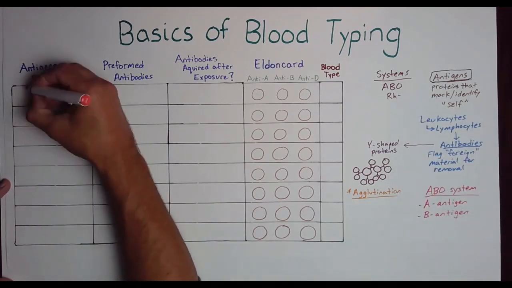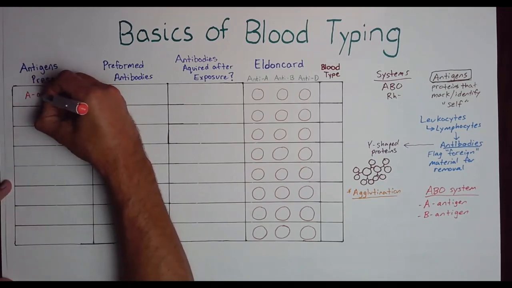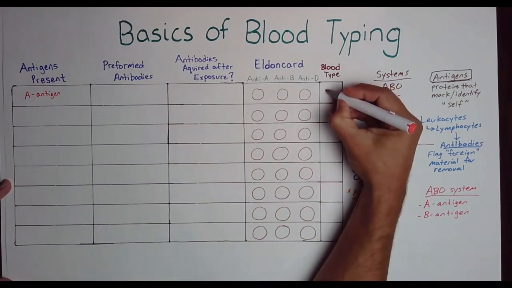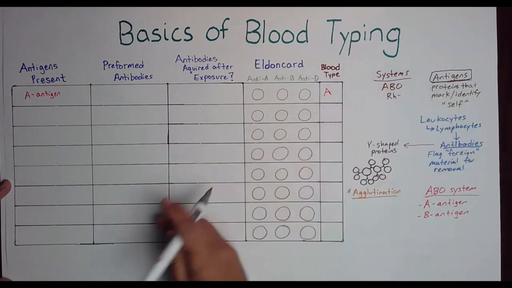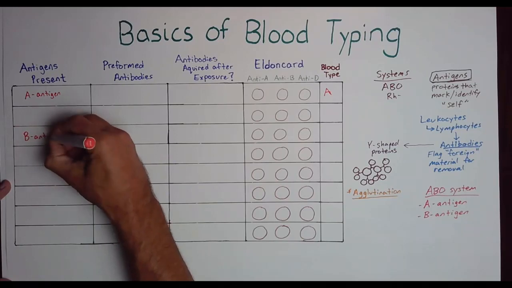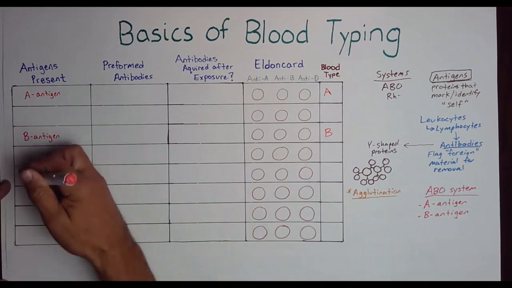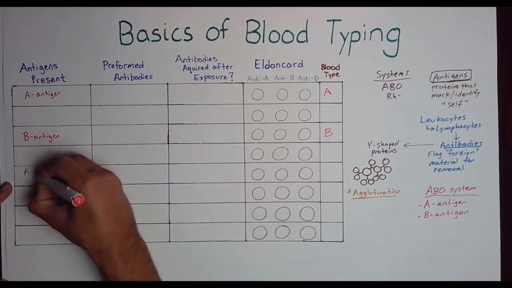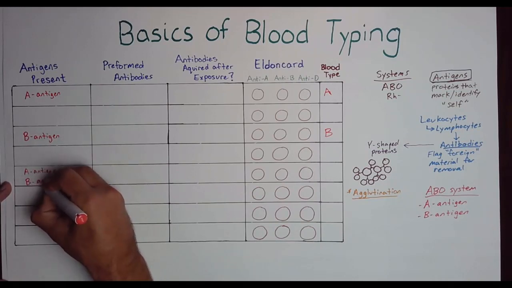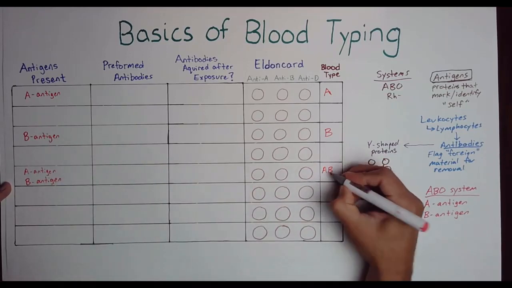So if they have the A antigen, we're going to say it has the A antigen. What do we already know about the blood type? This is going to be a type A blood. What if it has a B antigen? Then this is going to be a type B blood. What if it has both the A antigen and the B antigen? Then we know this is a type AB blood.